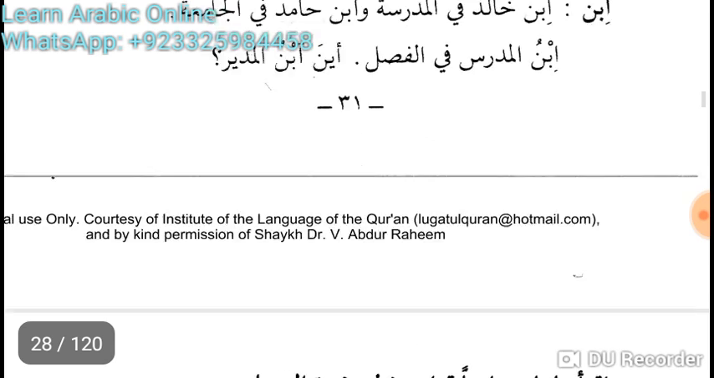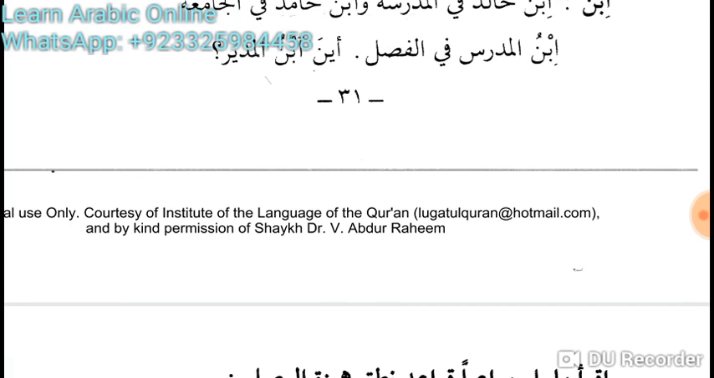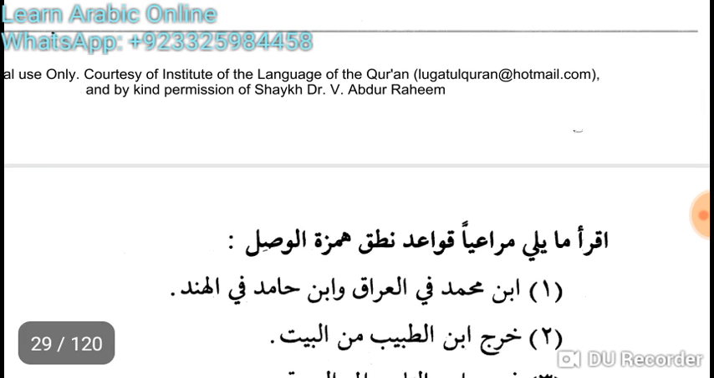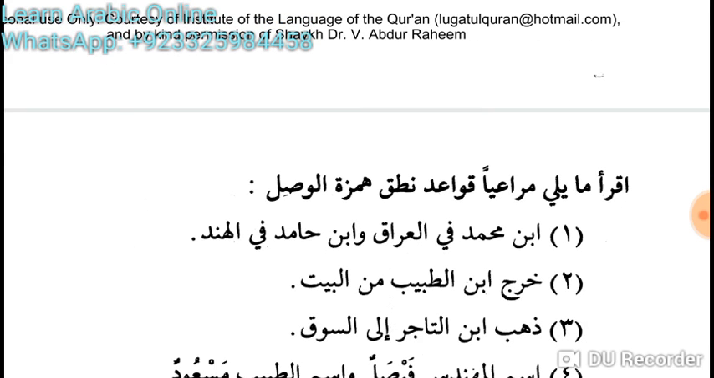Okay. Next, iqra. And what's the name of that symbol? Hamzatul Wasl. Hamzatul wasl. Yes. Okay. What makes the alif sound? Yes. Okay. Iqra ma yali muraiyan qawaid nutq hamzat al-wasl. Read what follows, keeping in mind the rules of the pronunciation of hamzatul wasl.